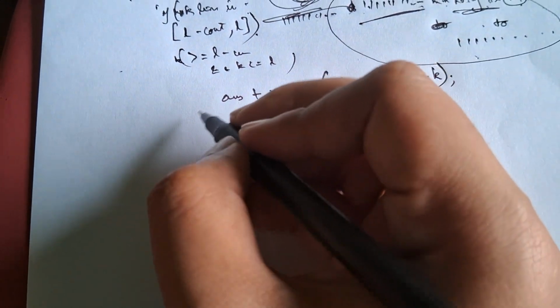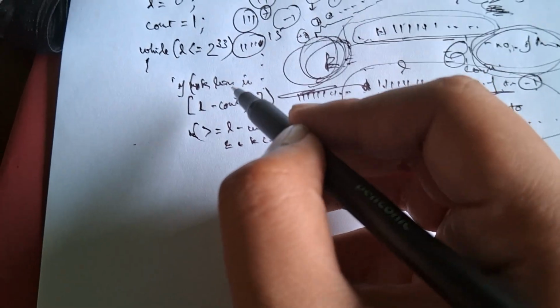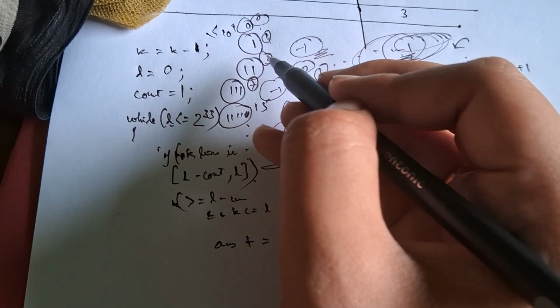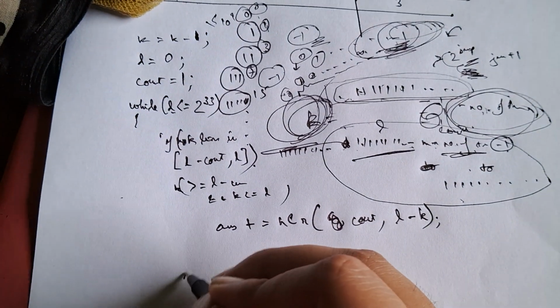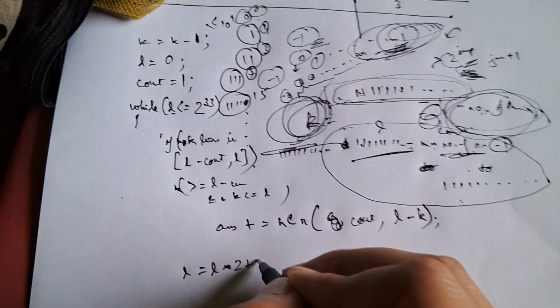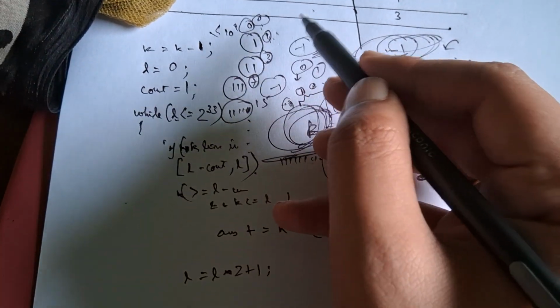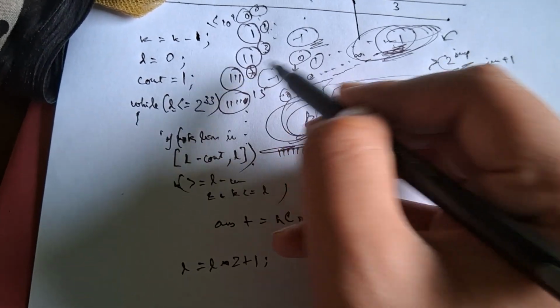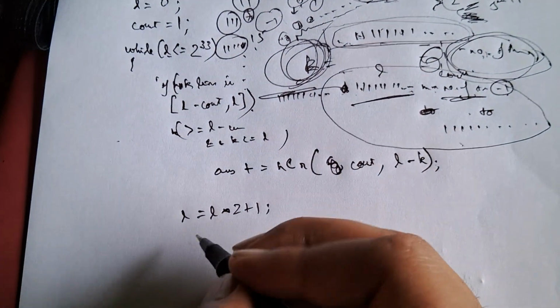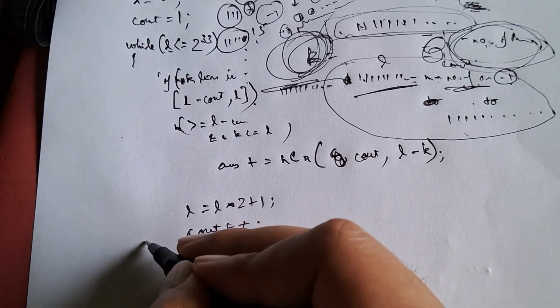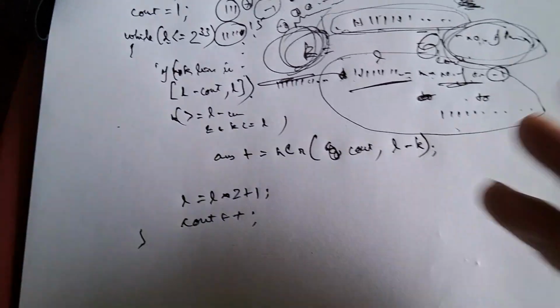After this, just increment L: from 0 it becomes 1, from 1 it becomes 3. So L is equal to L into 2 plus 1: 1 into 2 plus 1 is 3, 3 into 2 plus 1 is 7, 7 into 2 plus 1 is 15, like this. And count simply plus plus. We're done with this.